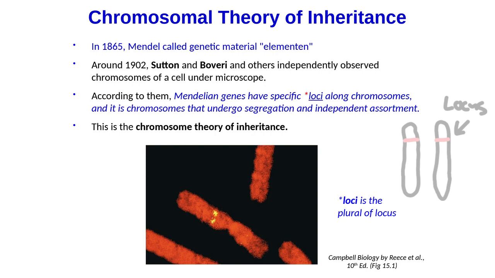So the idea is that at this locus, you would have a specific gene, for example, one for eye color, or if we were talking about peas, whether the pea itself was either green or yellow, whether the pod was wrinkly or smooth, that sort of thing.